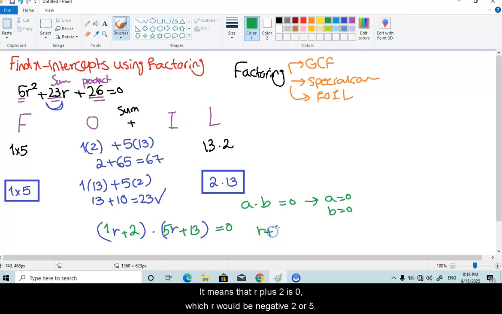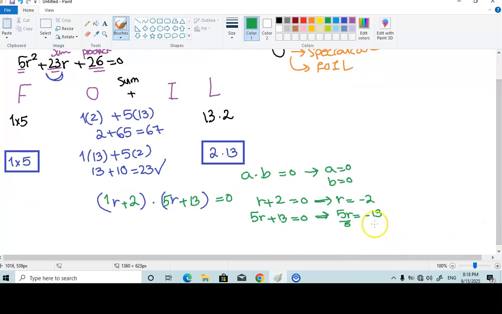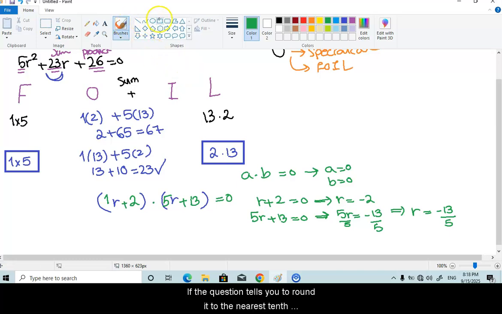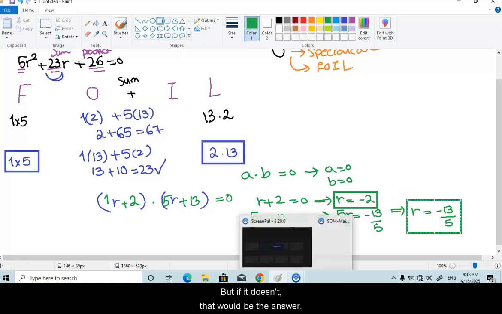It means that r plus 2 is 0, which means r would be negative 2, or 5r plus 13 is equal to 0, which means 5r is equal to negative 13. Divide by 5, divide by 5, trying to write it as simple as possible. It's going to be negative 13 over 5. If the question tells you to round it to the nearest tenth or hundredth, you need to find the decimal form, but if it doesn't, that would be the answer.